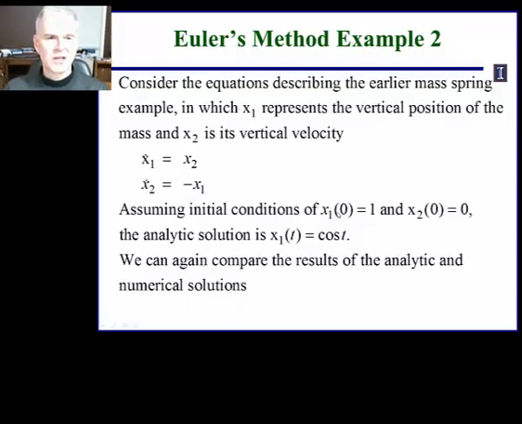Okay, so let's assume an initial condition where we've got the mass at position 1 and it's at steady state, so it doesn't have any initial velocity. Again, we can use our analytic techniques to solve this since it's a linear set of equations, and we know that analytically x1 as a function of time is just going to be cosine of t. So it's just going to oscillate around. There's no damping in this example, so it'll continue to oscillate, going up and down with a value given by x1 sub t equal to cosine of t. So what we can do here is again compare the analytic with the numerical results.